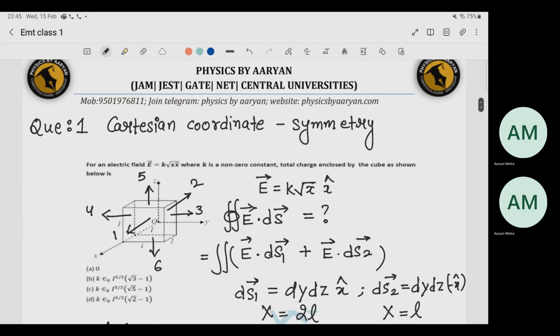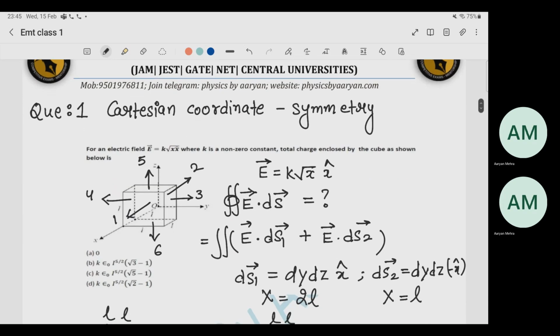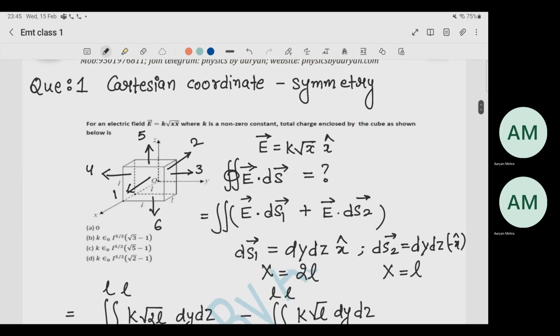Number one problem is the Cartesian coordinate symmetry problem. Our electric field is given in Cartesian coordinates. Cartesian coordinates, you know, are x, y, and z. When we have Cartesian coordinate symmetry, how do we actually solve the problems? The electric field is given to you as k root x times x cap.